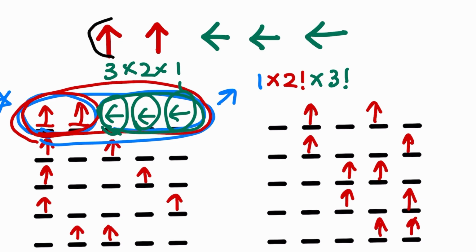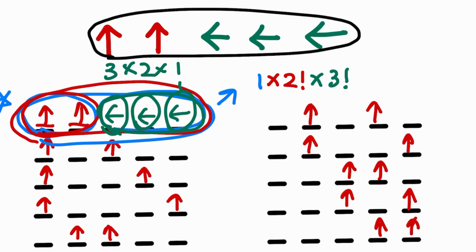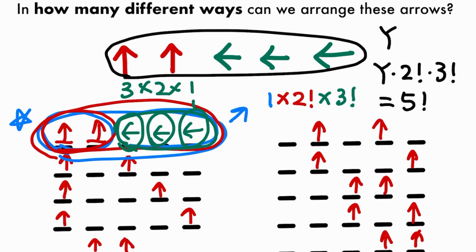So if we assume there are y arrangements for these 5 arrows, we get the formula that y multiplied by 2 factorial multiplied by 3 factorial is equal to 5 factorial. So y is equal to 5 factorial divided by 2 factorial times 3 factorial.